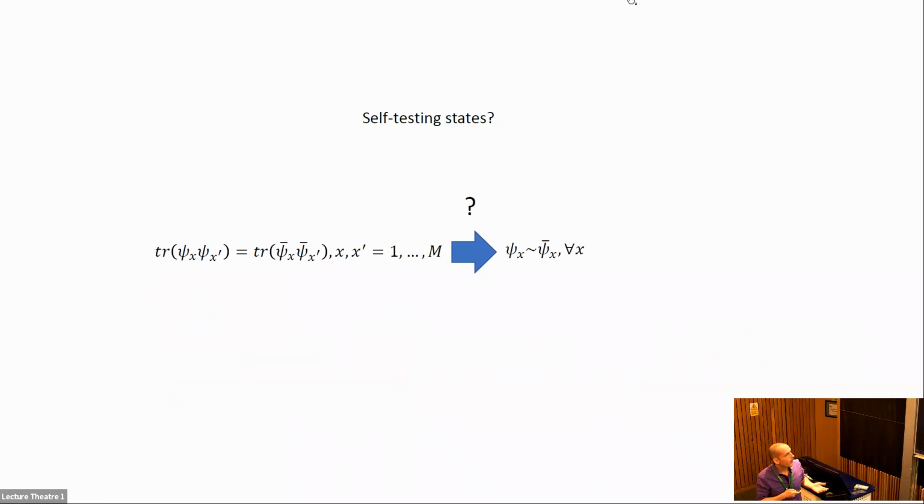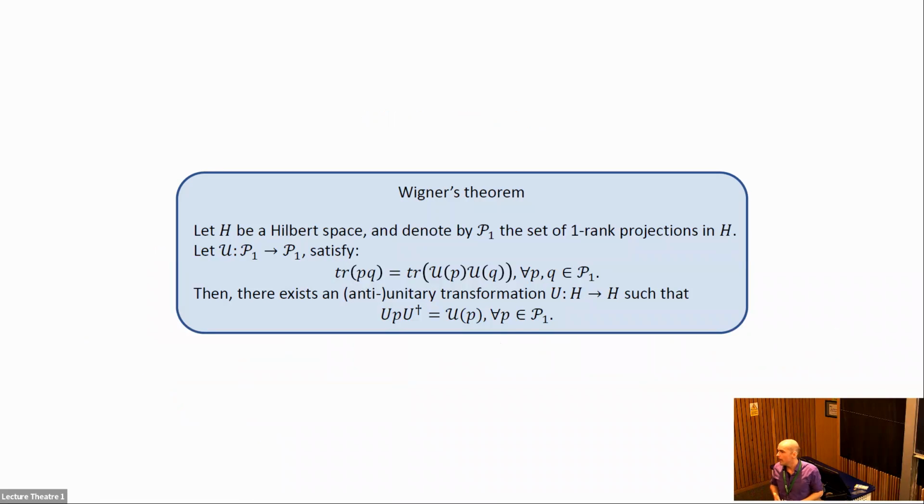Okay. Now, the question is whether the fact that the overlaps are the same implies that the states are the same, modulo anti-unitaries. If you think about it and you have studied physics, then this will remind you of Wigner's theorem. Wigner's theorem is something that you learn when you study particle physics. It is a theorem that was used by Wigner to classify physical symmetries. It doesn't really matter, that thing, right?